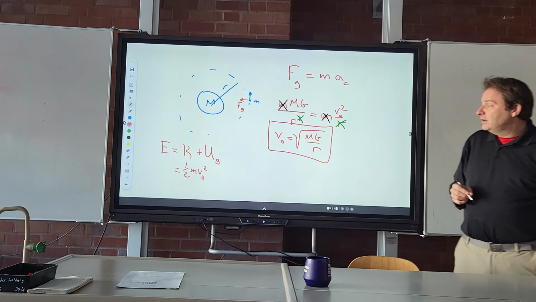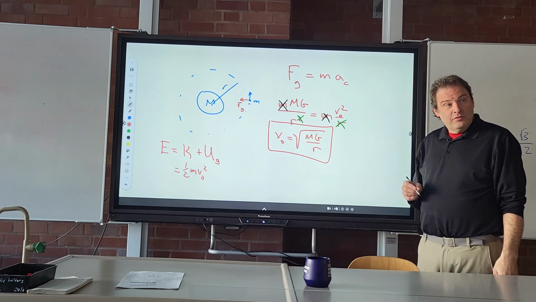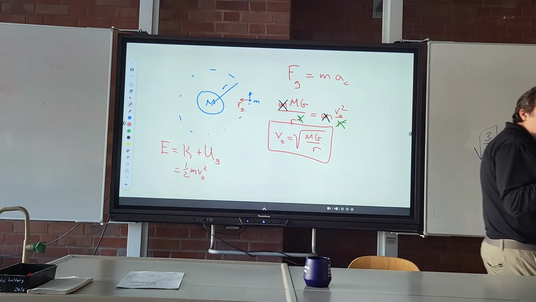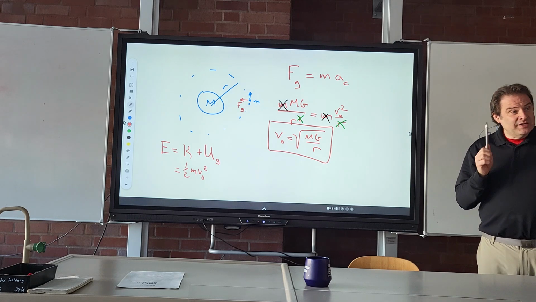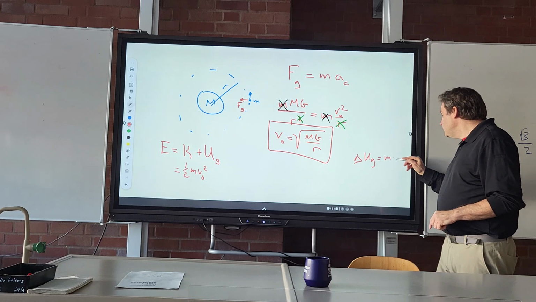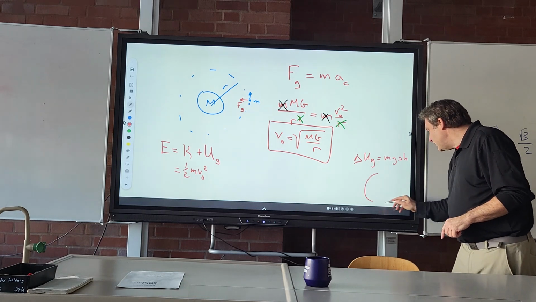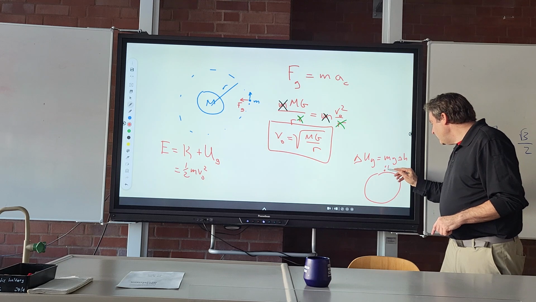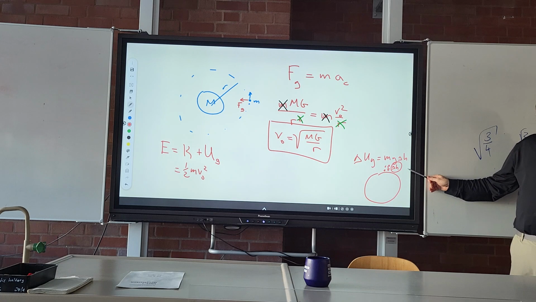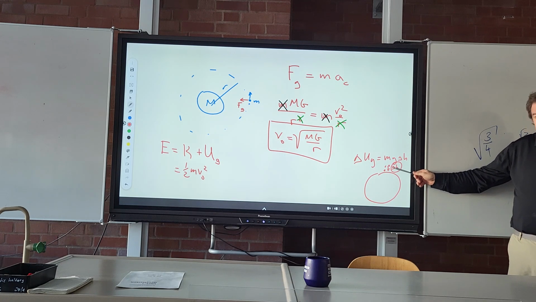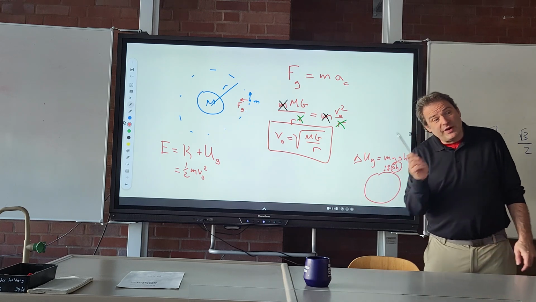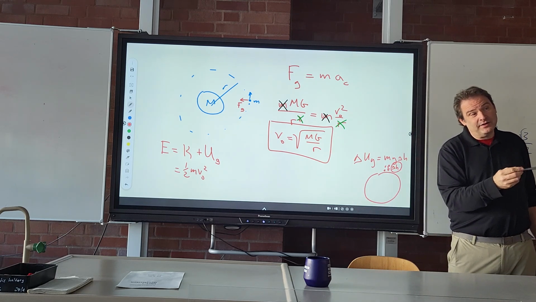Delta U_G is equal to mg delta h, for an object near the surface of the Earth, over a small delta h. And I'm being very generous in my interpretation of a small delta h because obviously this would be like 600 kilometers or something like that based on that scale. But the general equation for gravitational potential energy is the other one.